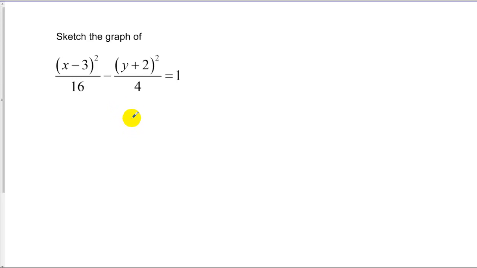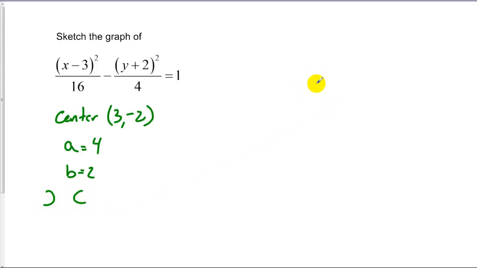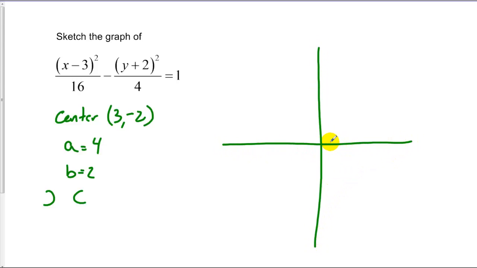So if I want to sketch this, I'm going to find the center, which is at (3, -2). a squared in these is always first, so I have an a equaling 4 and a b equaling 2. And I know since my x term is positive, this is going sideways. So if I want to get a little more accurate, I go over 3, down 2, put a dot for my center.